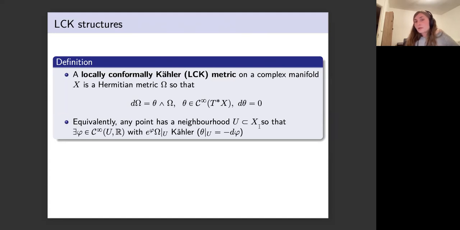And this can be expressed globally as the condition that the fundamental form satisfies this integral condition. You say d omega is theta wedge omega, where this theta is a closed real one form called the Lee form of the metric. So if the complex dimension is at least 2, really this Lee form is uniquely determined by this relation.